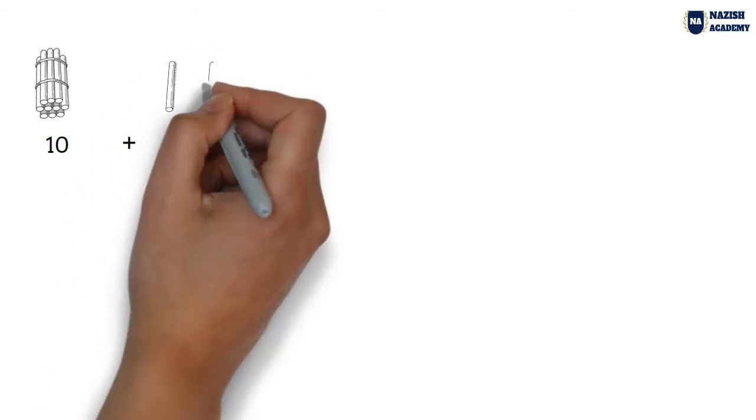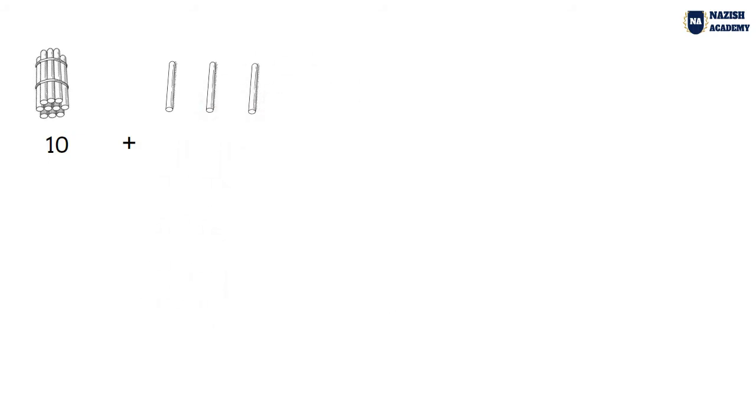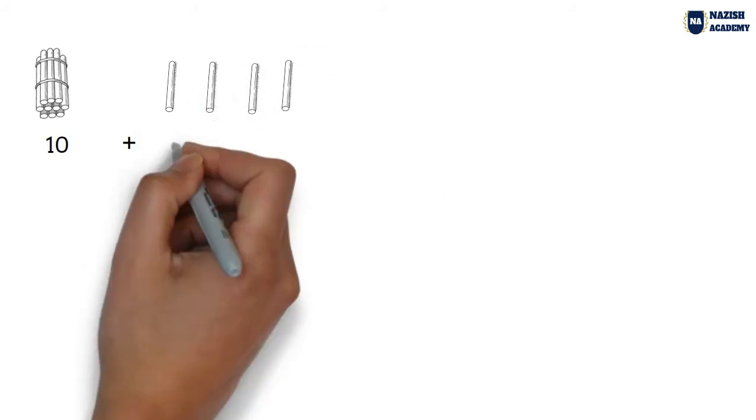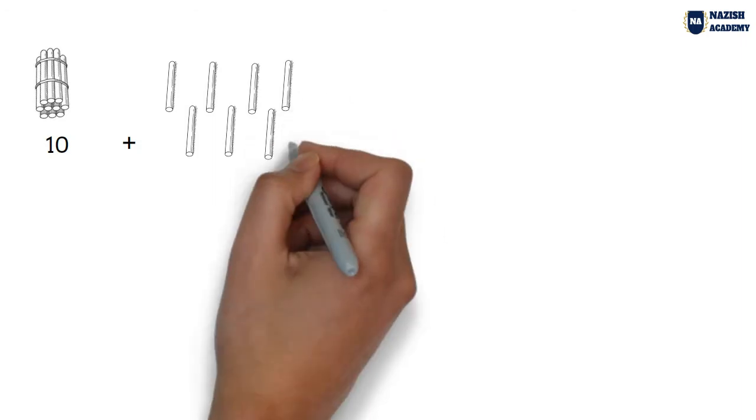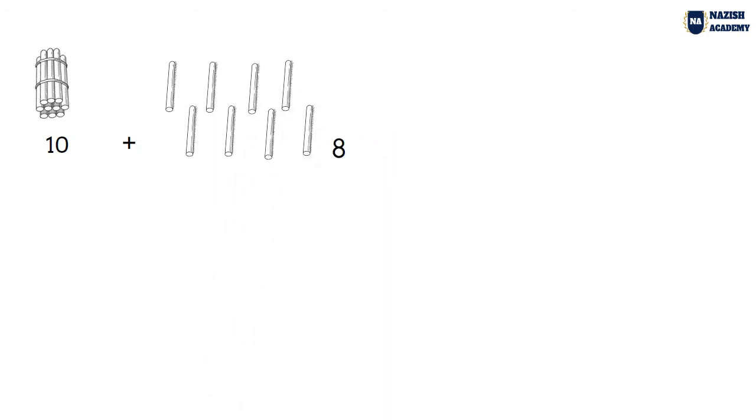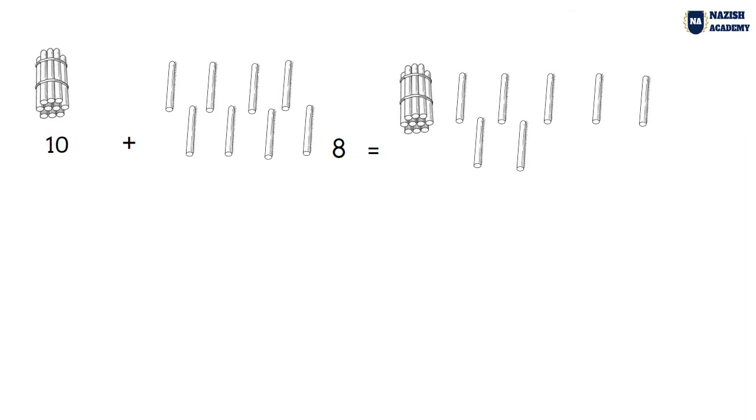10 sticks plus 1, 2, 3, 4, 5, 6, 7, 8. 8 sticks. 10 plus 8 is equal to how many sticks? Let's count. 1, 2, 3, 4, 5, 6, 7 and 8. 10 sticks plus 8 sticks is equal to 18.